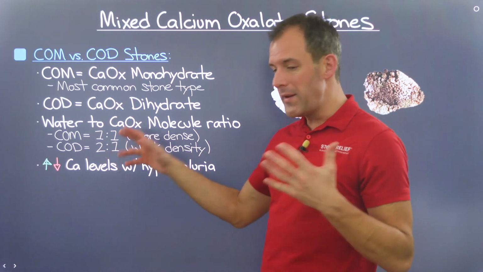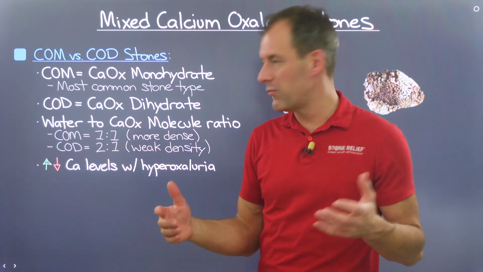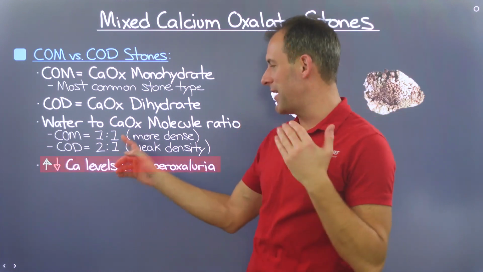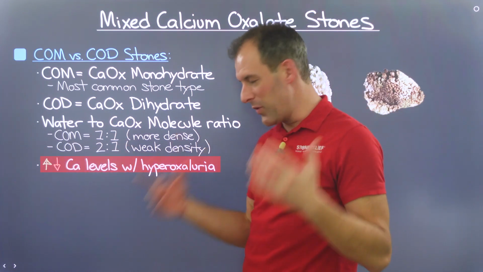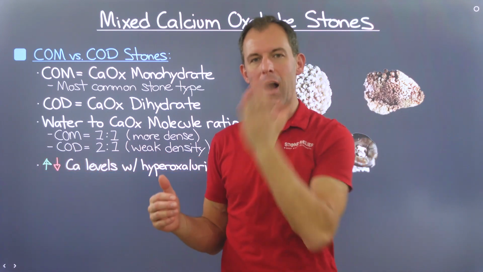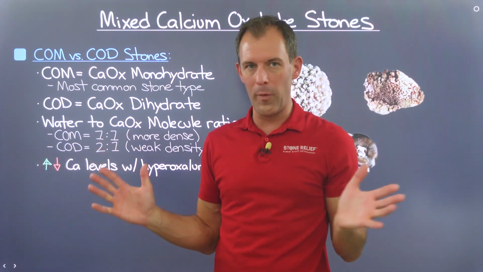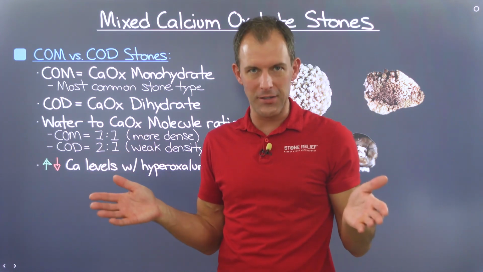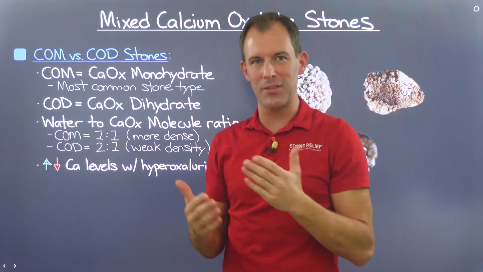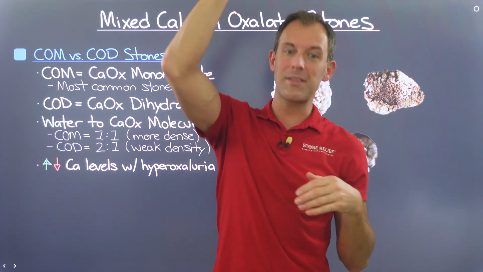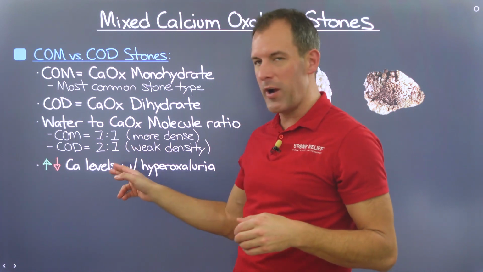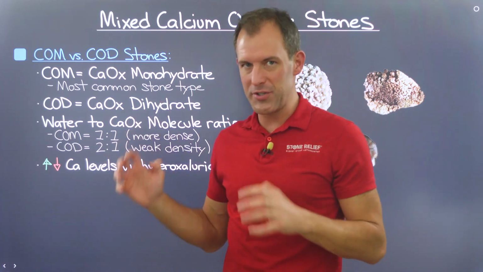So why do these mixed stone types form? Really, it has to do with the increase and decrease of calcium levels with regards to hyperoxaluria. Calcium levels on their own do not pose any risk for kidney stones. However, when you've got varying degrees of hyperoxaluria, meaning there's more oxalate or lower oxalate, just kind of weaving in and out of your body, this is where these stone types really start to form.